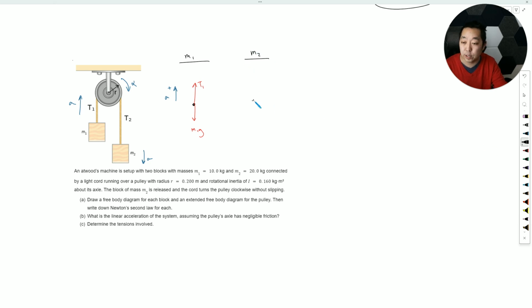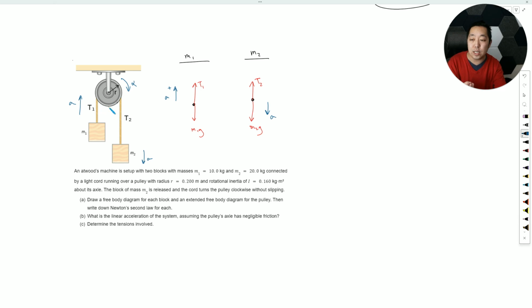M2 has almost the exact same free body diagram, right? Just M2G as gravity, and then only the rope is touching it, so T2 is up. But the acceleration is down. Now, is it the same acceleration? Only if it's the same rope are they the same acceleration. Yeah, it's a light cord. It's the same rope. Now, why are the tensions different?